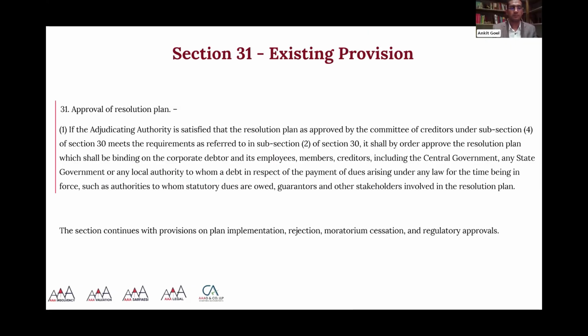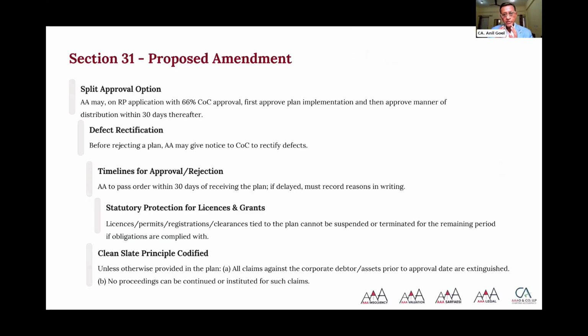So in this section 31, which is basically the powers of the adjudicating authority for approval of resolution plan. The one power which has been given to the adjudicating authority is that it can approve the resolution plan if the committee of creditors suggests, please approve our resolution plan, we can wait for distribution. So if the COC says with 66% voting power that you please approve the resolution plan and you can decide about our claim or our distribution a little later, however, not later than 30 days.